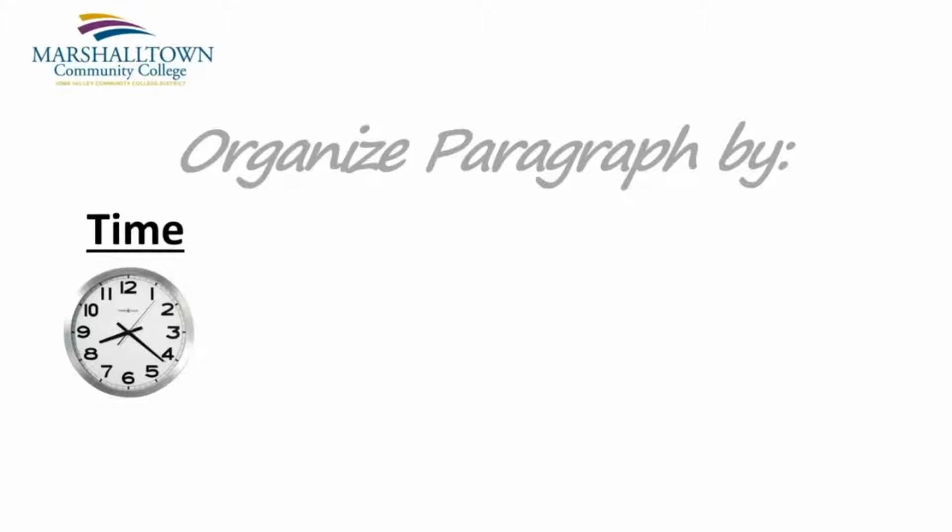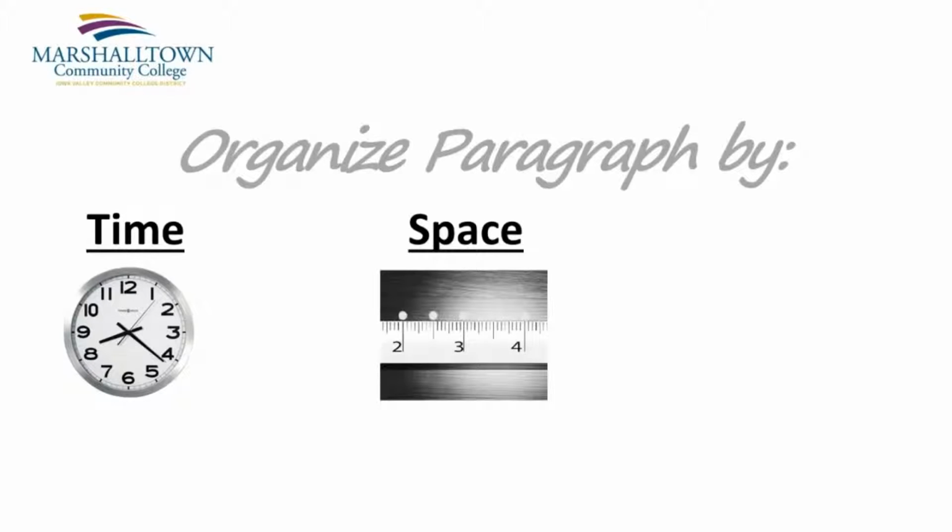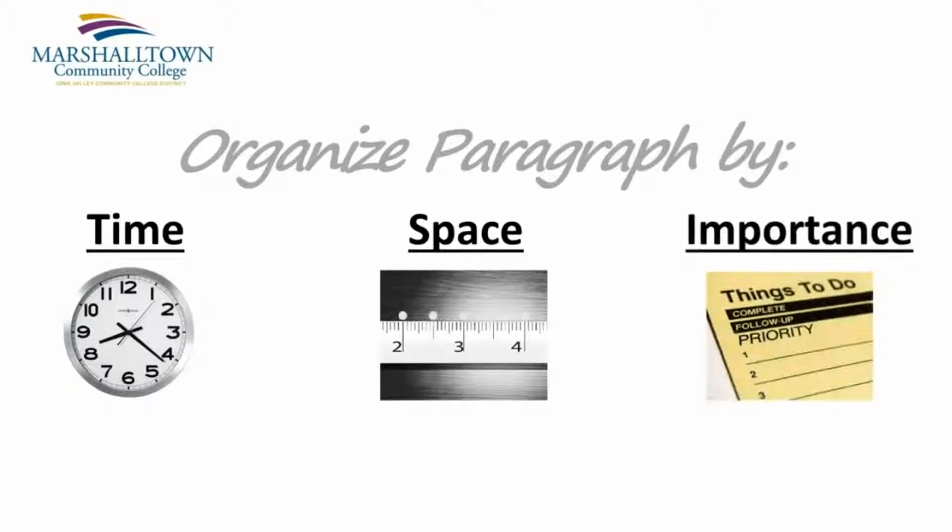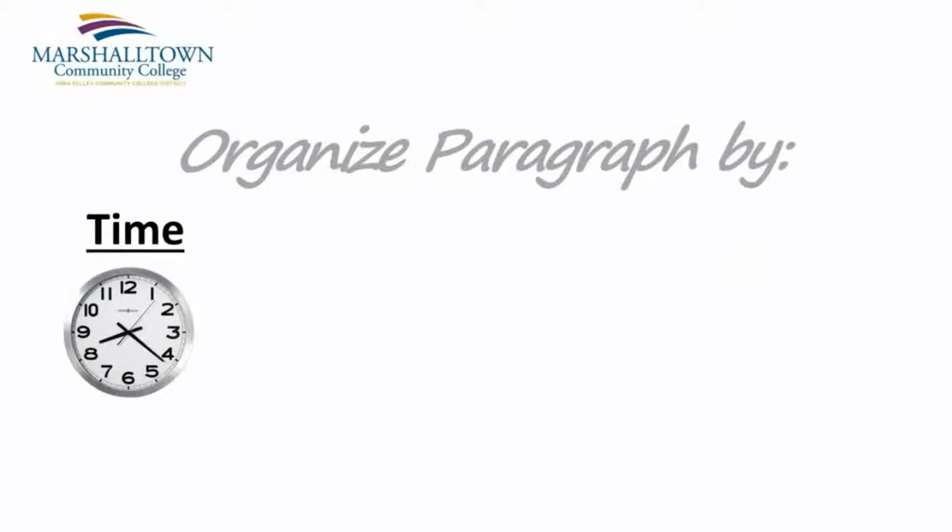Now let's take a look at how organization can help make your paragraph more clear and concise. Now keep in mind that a paragraph can be organized in 3 different ways. You can organize a paragraph by time, you can organize a paragraph by space, and you can organize a paragraph by importance. Let's take a closer look at each of these.